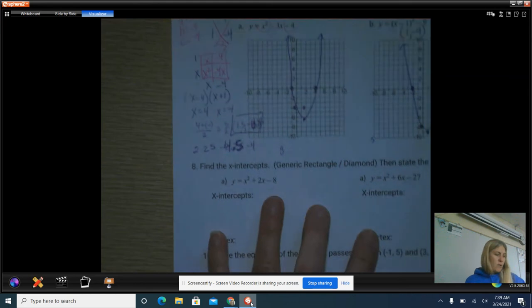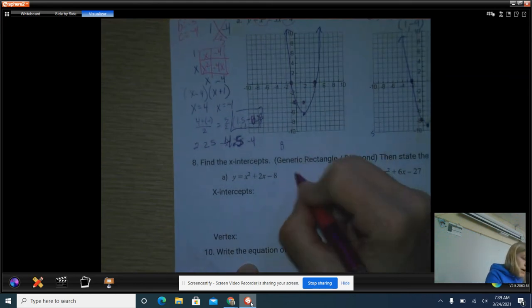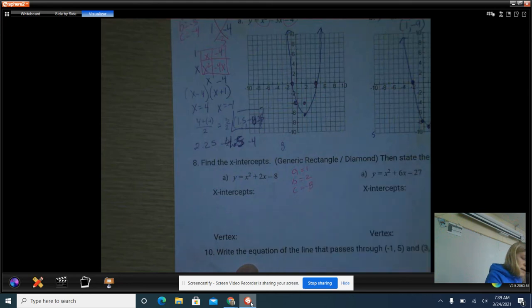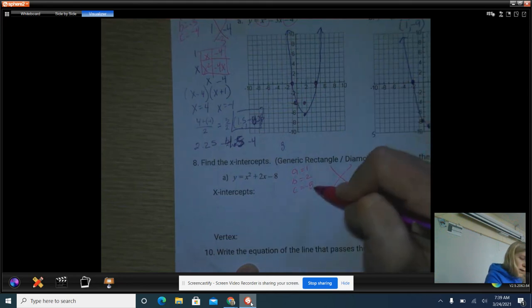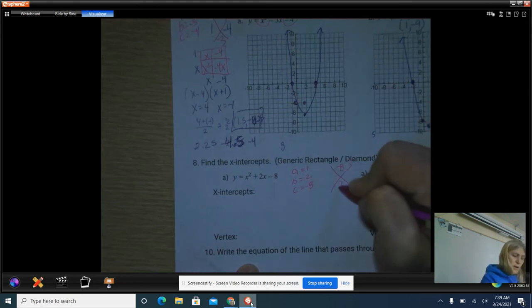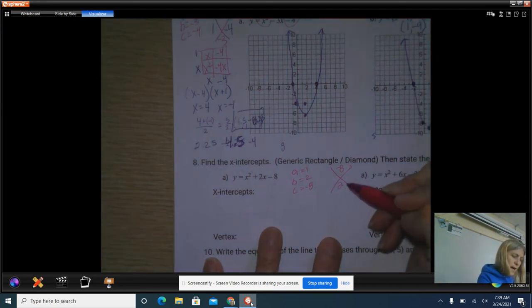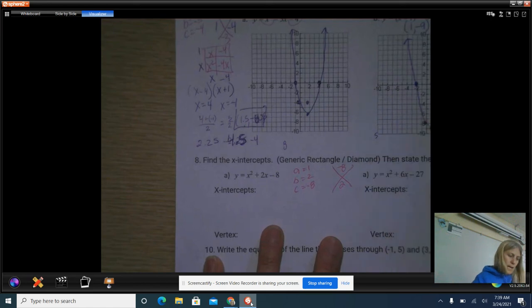Okay. Our last two are the same, only I didn't have you guys graph them. So our A is 1, our B is 2, our C is -8. We do our diamond problem. 1 times -8 is -8, and our B goes on our bottom. And in order to make that happen, we have 2 times 4 is 8.